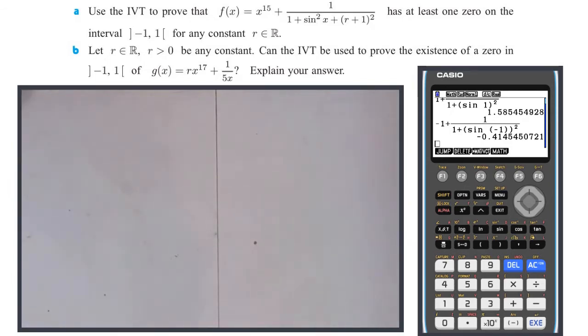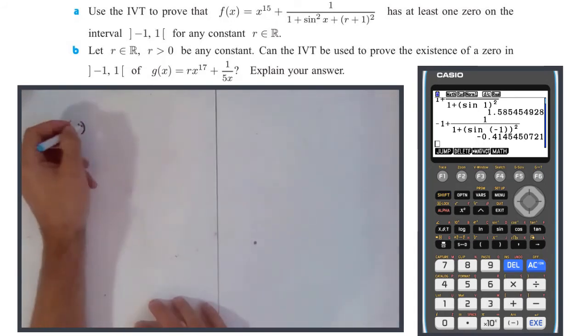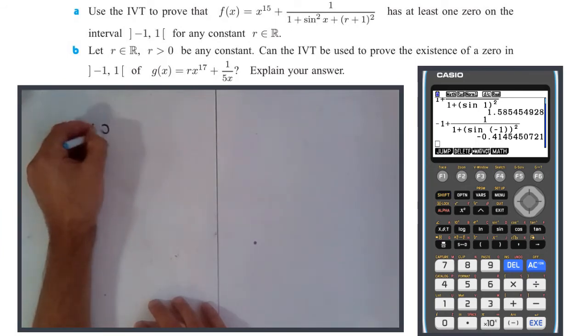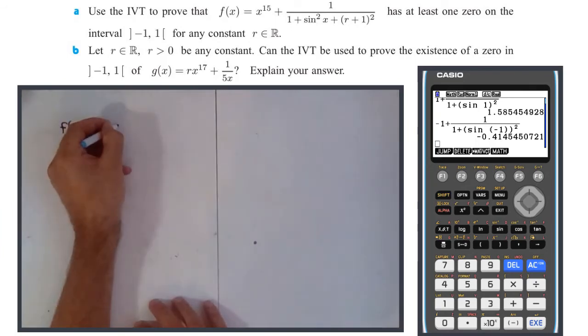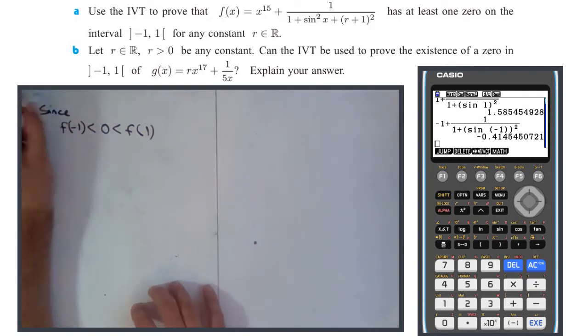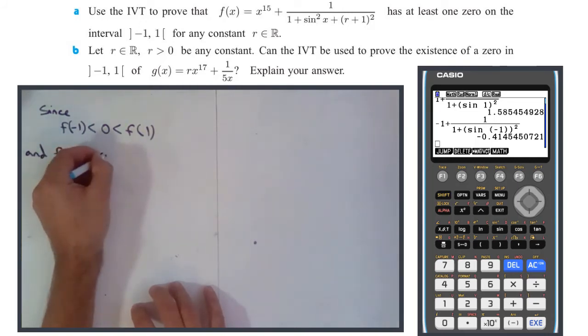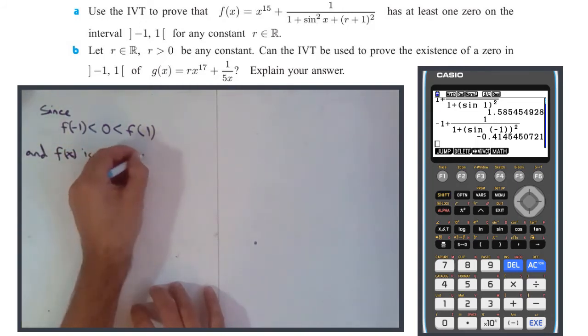So we've done all that, and we have shown conclusively that f of minus 1 is negative, so that is less than 0. We have also shown that f of 1 is greater than 0. So that is true. That's part of the story, right? And the other part, remember, is this continuous bit. And f of x is continuous on this interval.